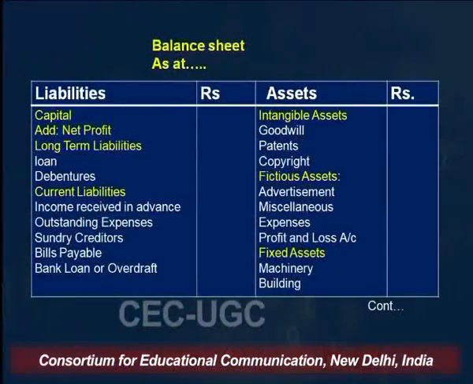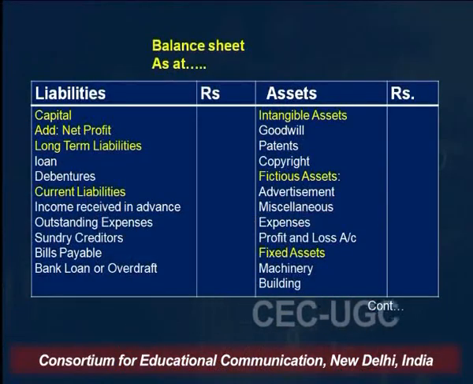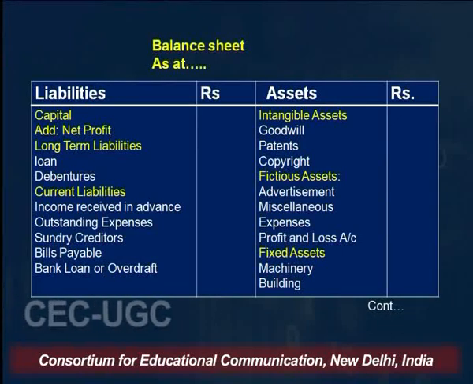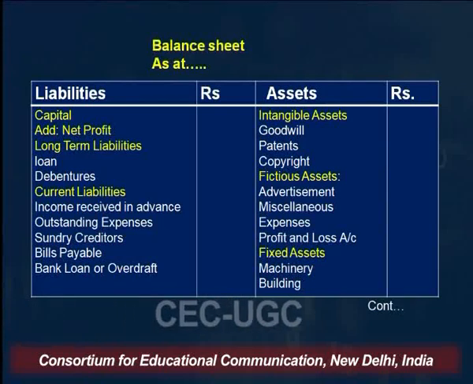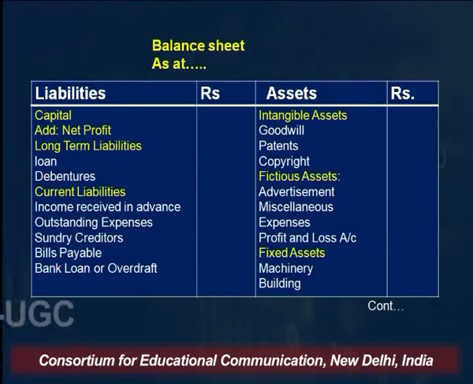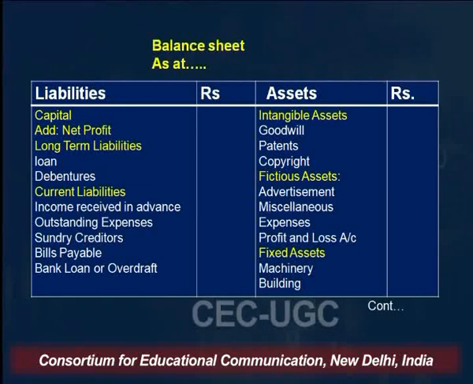The next is balance sheet. Balance sheet, basically, is not an account. This depicts the balances of assets and liabilities on a particular date. So on the liability side, as you can see, the first item is capital, and whatever is there, whether there is a profit or loss, will be added to or deducted from the capital. Then the long term liabilities, loan, debentures, and current liabilities will be shown on the liabilities side.